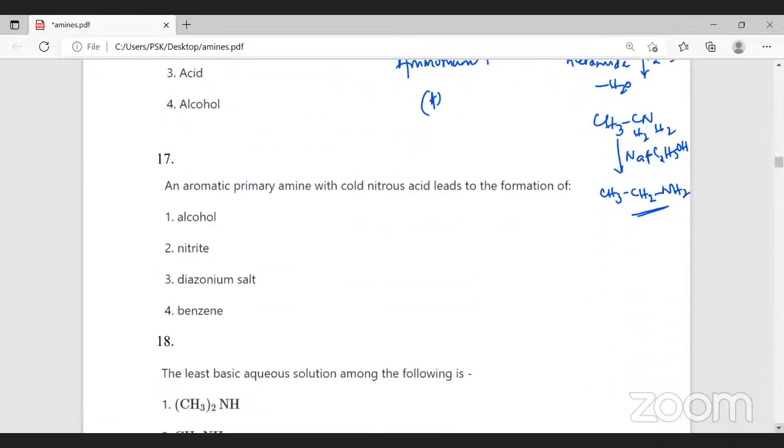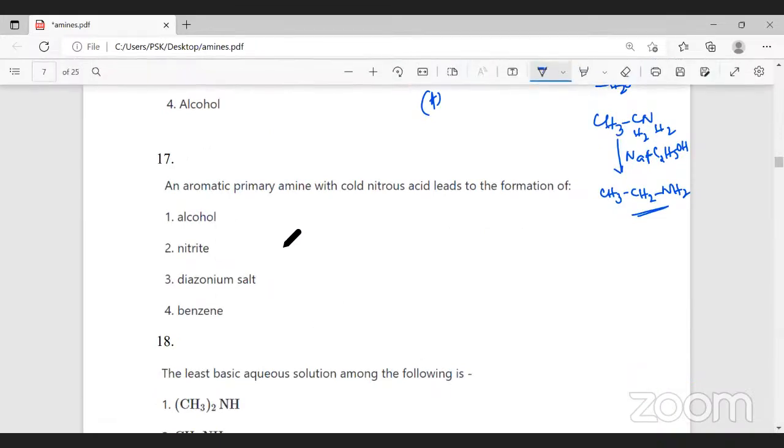An aromatic primary amine with cold nitrous acid leads to the formation of benzene diazonium chloride. This is aniline. When allowed to react with nitrous acid, we can write nitrous acid as O double bond N OH in the presence of HCl at 0 to 5 degrees Celsius.